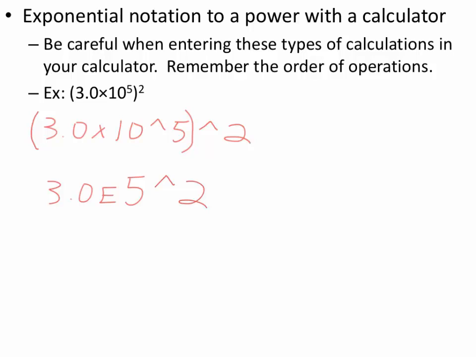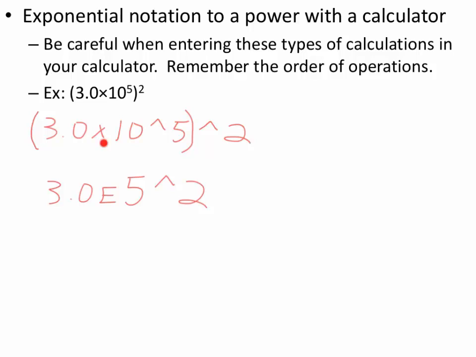And so in this case here, because our calculator is treating the 3.0 E5 all as one number, it knows that you're trying to type that in as scientific notation, then we don't need the parentheses here or there.